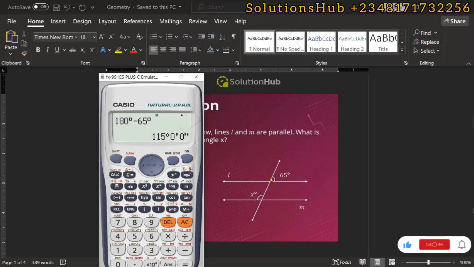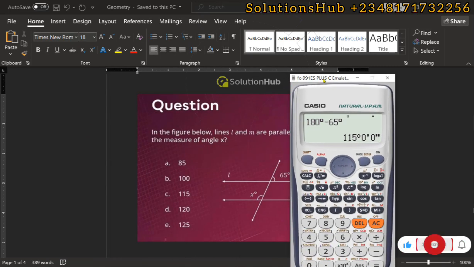They are corresponding because they are on the left hand side of this transversal line that cuts across the two parallel lines. So this means that the value of X in this particular figure is 115. If we come to the options that are available, that's option C, right? So the correct answer for this particular question is option C.